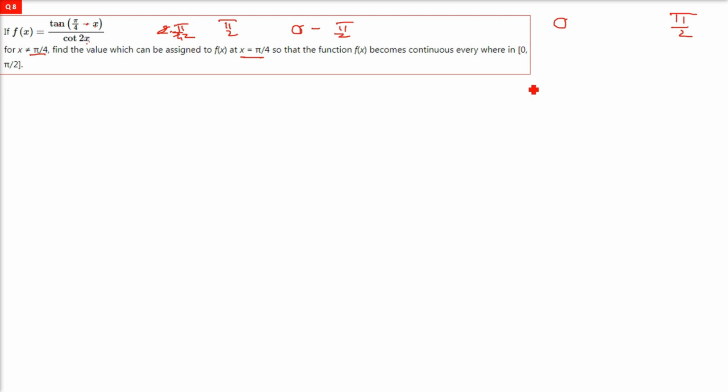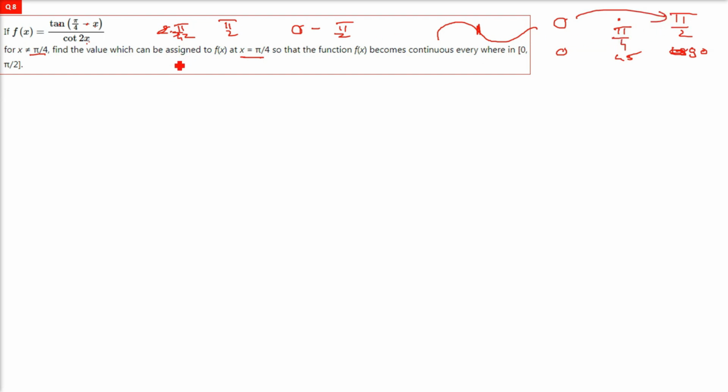Now from 0 to pi/2, we want it to be continuous. The question is saying that. But pi/4 is in between. So there is a point where some function change or some discontinuity is there. The question is asking, we have discontinuity at pi/4, or we may have continuity at pi/4. Now please tell us what the value of f(pi/4) will be, so that this function is continuous from 0 to pi/2. That is at the point pi/4, f(pi/4) we have to tell.